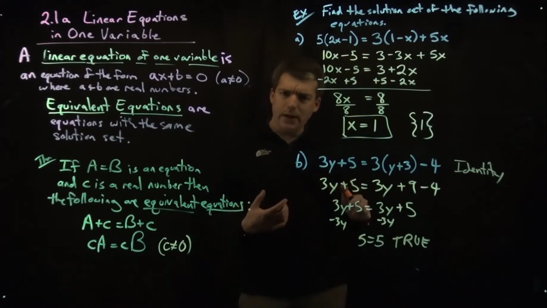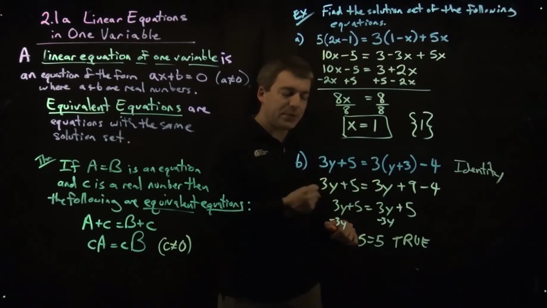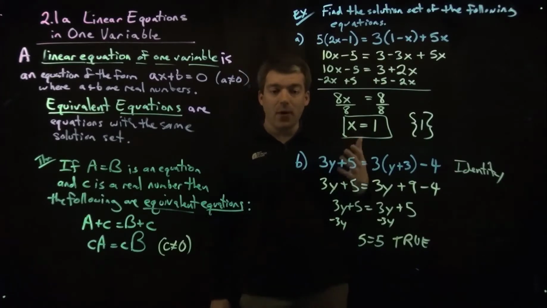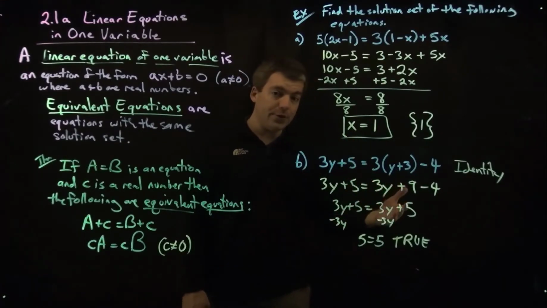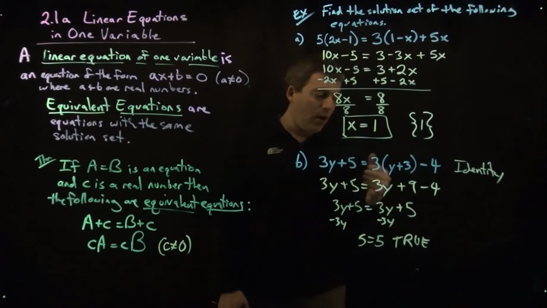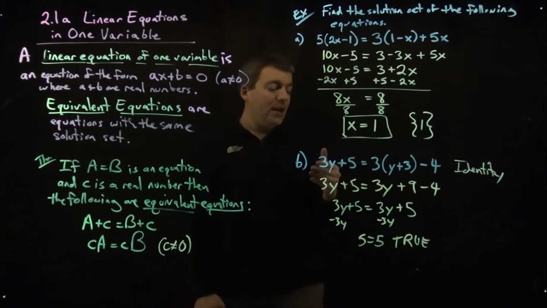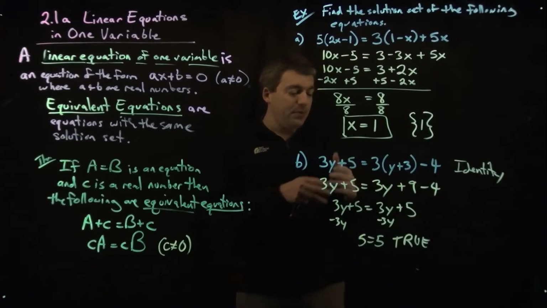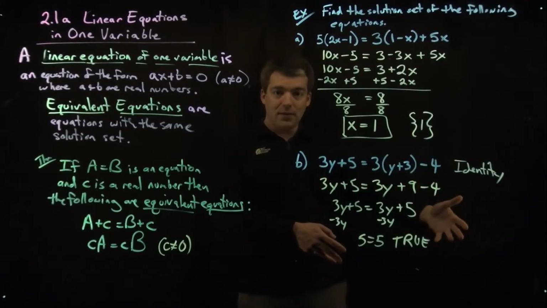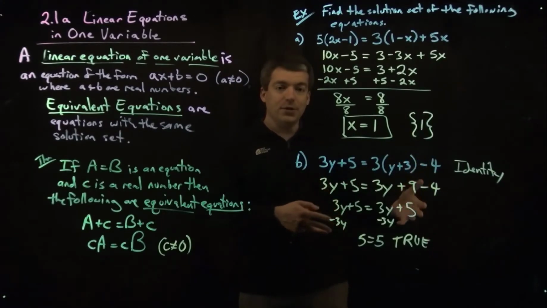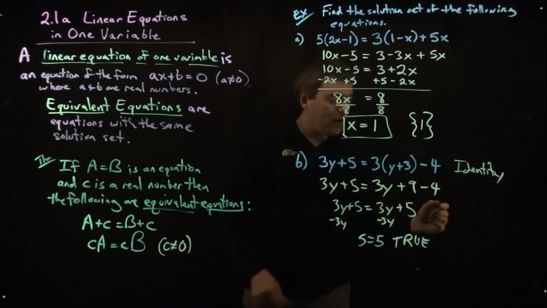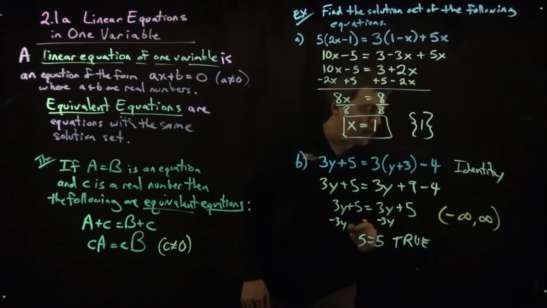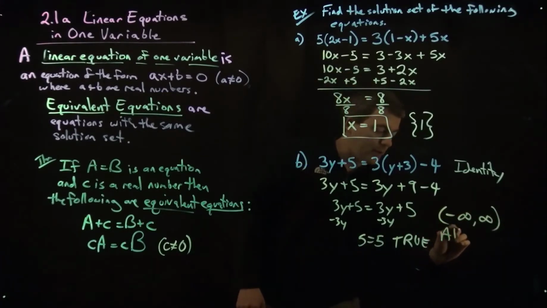And what is an identity? Well, an identity is true for all replacements of the variable. So if we're asked to find the solution set, as in the set of all x values, or in this case the y values, that make the equation true, we need to list all of them. They're all solutions. So the entire real number line. So negative infinity to infinity. You could also say all real numbers.